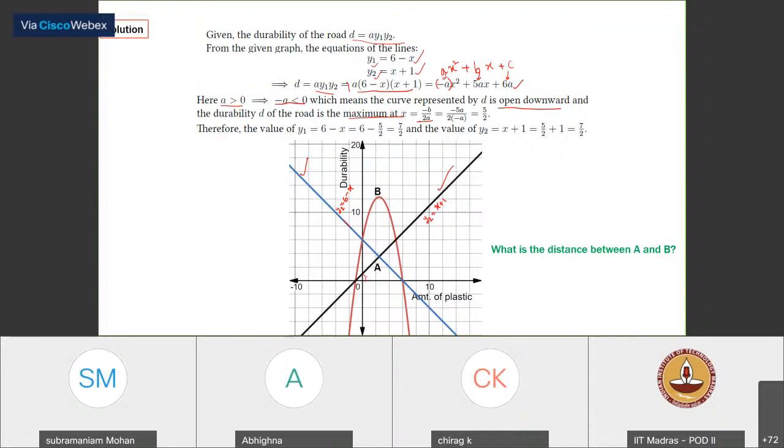Okay. So at x equals minus b by 2a, so minus b, that is minus 5a divided by 2 into minus a. So a cancels out, giving 5 by 2. Fine. Then we put the value of x. So y1 equals 6 minus x, that is 6 minus 5 by 2 equals 7 by 2. And y2 is equal to x plus 1, that is 5 by 2 plus 1, that is 7 by 2.